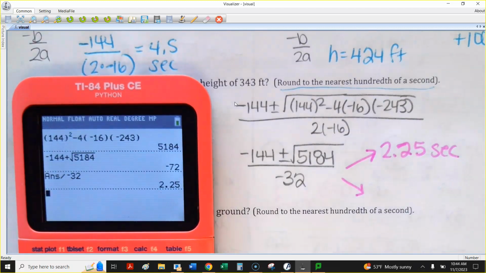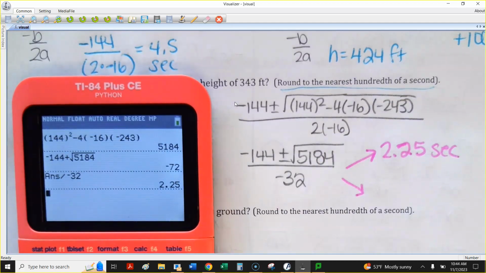that makes sense, because 72 is half of 144. So if this was 72, then when I add it to the negative 144, we're going to get negative 72. You're totally right. It ends up being a perfect square. That's not always the case, but that 5184 is a perfect square for this question.